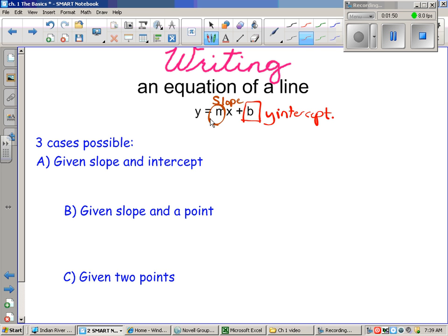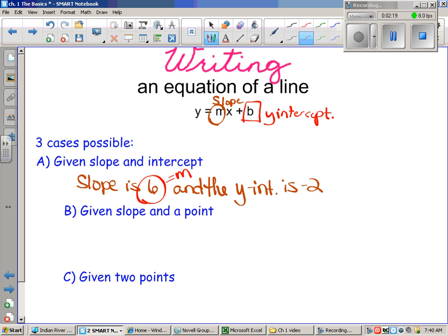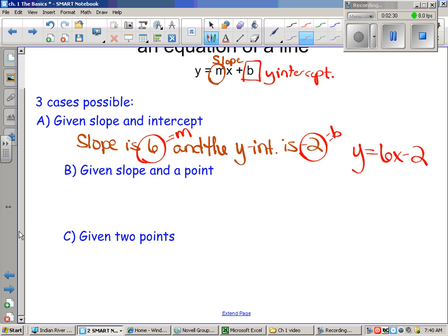So if they give us the slope and the y-intercept, so if they say to you, okay, the slope is 6 and the y-intercept is -2, then all that we need to do is write that in the form of an equation by simply saying, okay, slope is 6. That means that's m. And -2 represents b, so therefore I can write the equation y equals 6x minus 2. And that's as easy as I can make that. Now, again, it's going to get progressively harder.